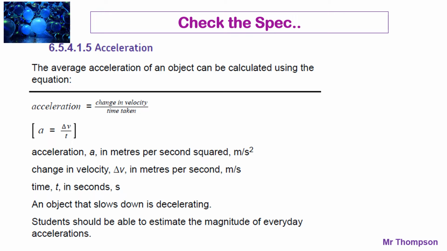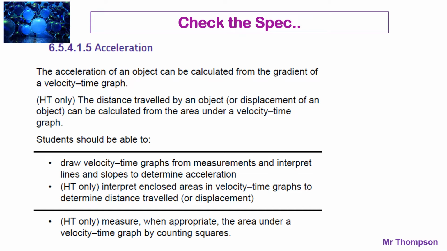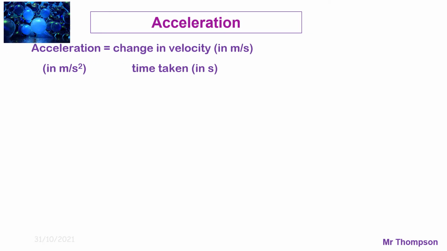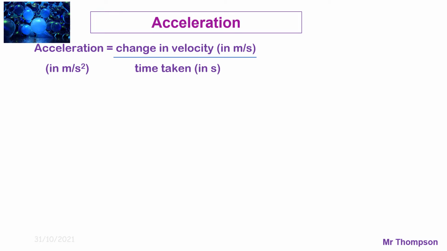Okay, on the spec is the equation for acceleration I'll be going through. Also talking about how you can get acceleration from the graphs. We'll be looking at examples of that. So the equation for acceleration is the change in velocity divided by the time taken. So change in velocity is measured in meters per second, time taken in seconds, and therefore the acceleration is meters per second per second. So it's a change in velocity, how many meters per second you change in a second. It's also often shortened to meters per second squared, as it's shown here.